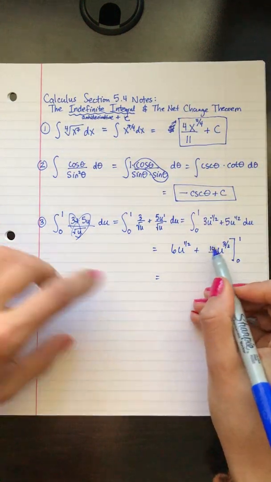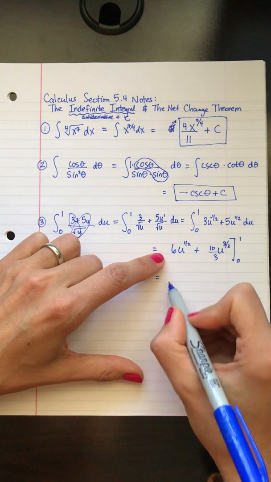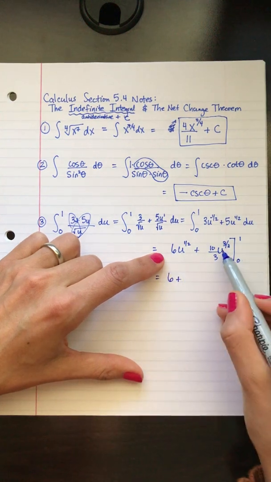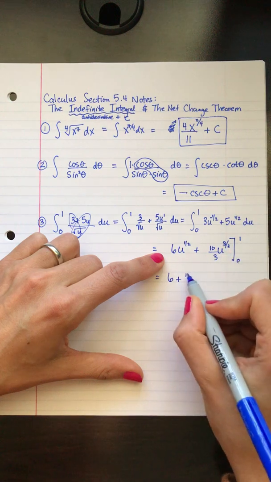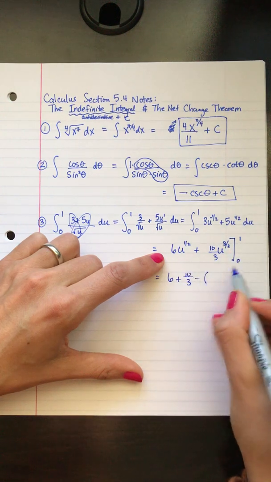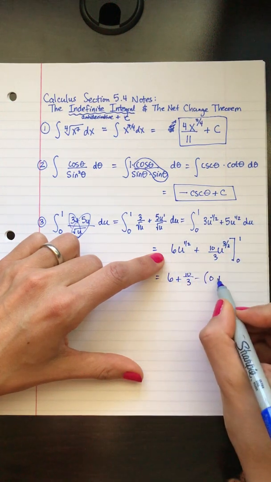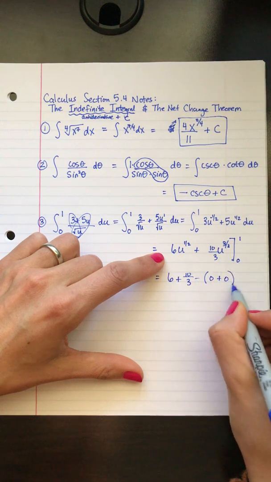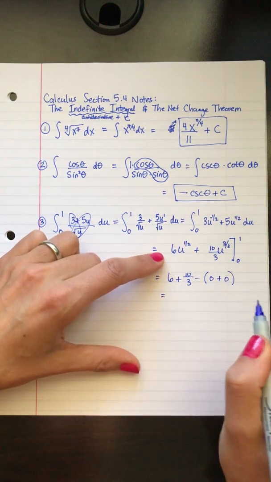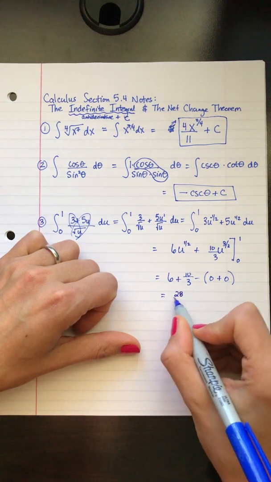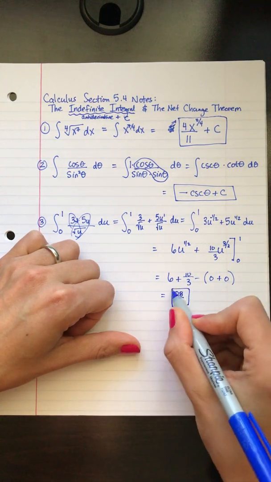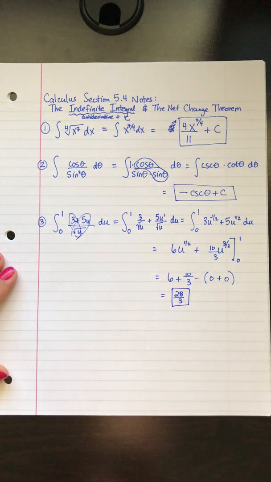Okay, and so if I plug in a 1, I'll get 6 times 1 plus u to the 3, plug in a 1 here, you get 1 plus 10/3 minus plug in a 0 plus plug in a 0. I'm doing FTC here. And I'm getting 6 plus 10/3, which I believe is 28/3. Okay, so those were just review problems.